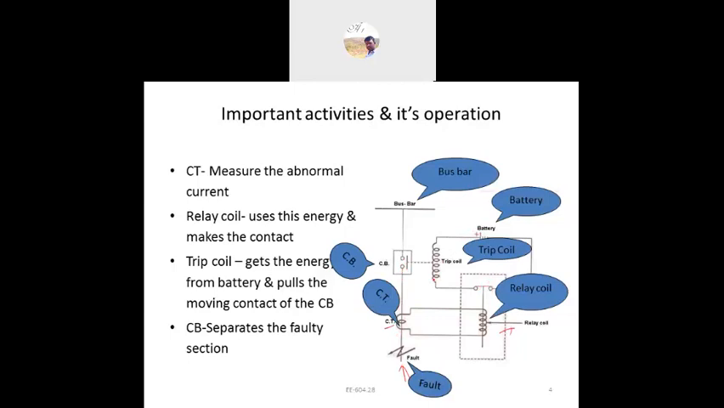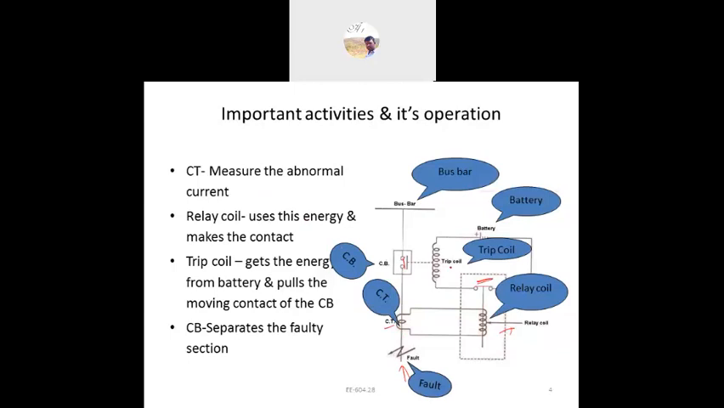If a fault occurs, then under normal condition this will be closed. Whenever the fault occurs, the CT sends the fault and measures the abnormal current. Here the relay coil uses the energy and makes the contact.